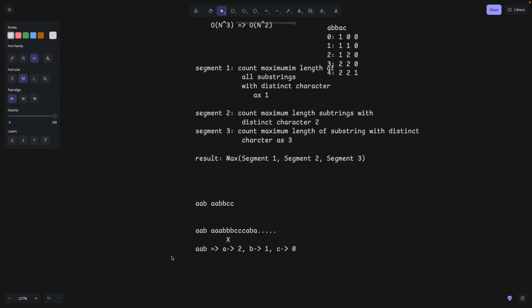So we know that since it is a balanced substring, the count of each character is X, so at the end of the complete string, which is 0 to n, for A it will be 2 plus X, for B it is going to be 1 plus X, and for C it is going to be 0 plus X.